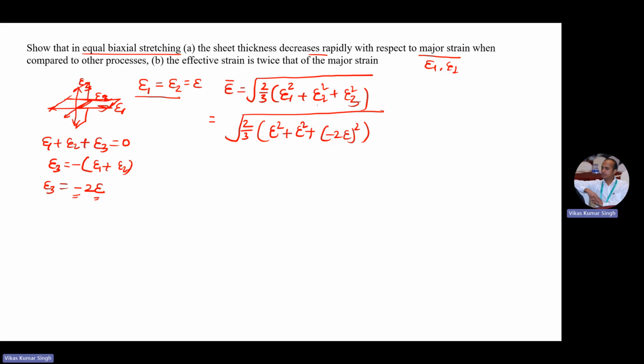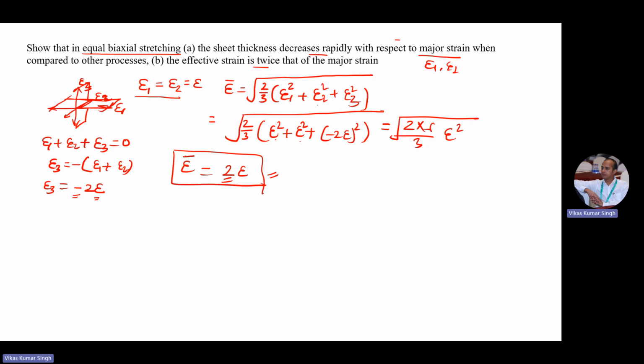So now if we solve this, we will get this one equal to 1, 2, and 4, 6. So 2 into 6 by 3 epsilon square. So this will give 2 into epsilon. So effective strain is going to be twice that of the major strain. So this twice is here. So this problem is solved.